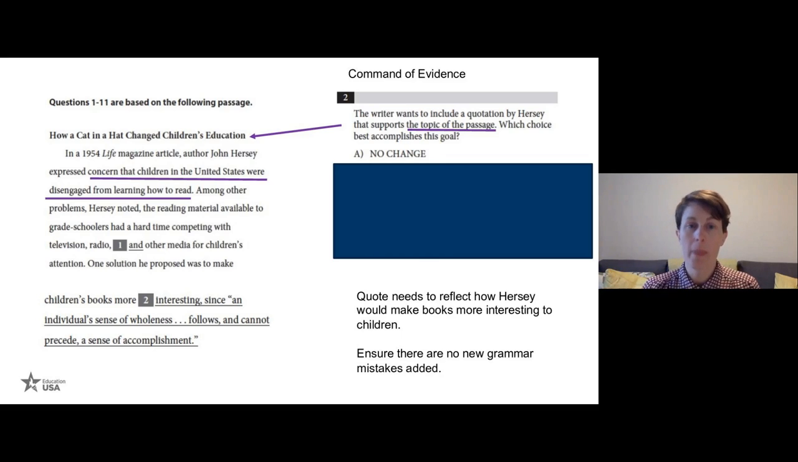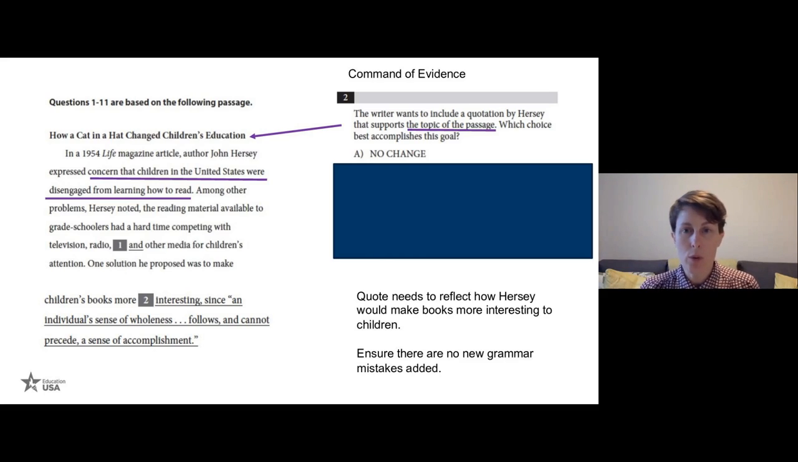So if we're looking for an example, as we read along, one solution he proposed was to make children's books more... Well, we need something that's going to say no. If he's saying it was disengaging, we need a quote that's going to be related to being engaging, right?